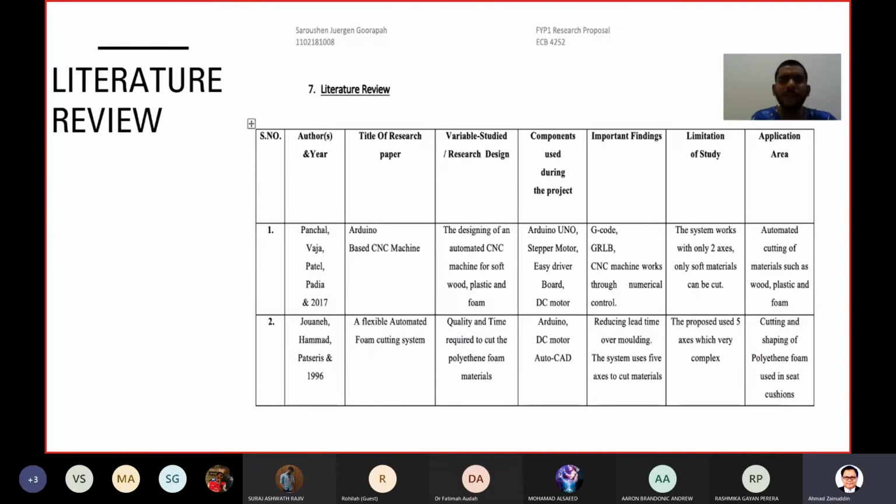In terms of literature review, we will talk about the top 5. The first one is an Arduino-based CNC machine, designed to cut soft wood, plastic, and foam by Mr. Panchal, Vajja, Patel, and Padya in 2017. A second paper is about a flexible automated foam cutting system by Mr. Joani, Hamad, and Patseri in 1996.